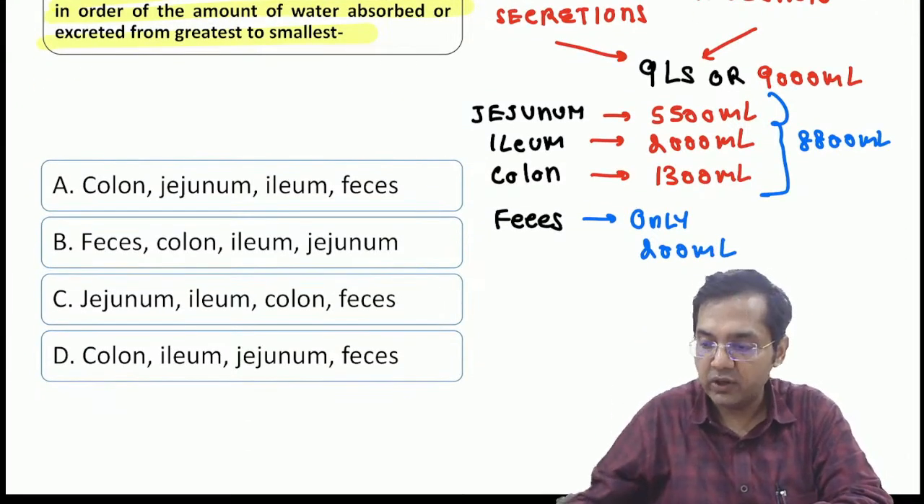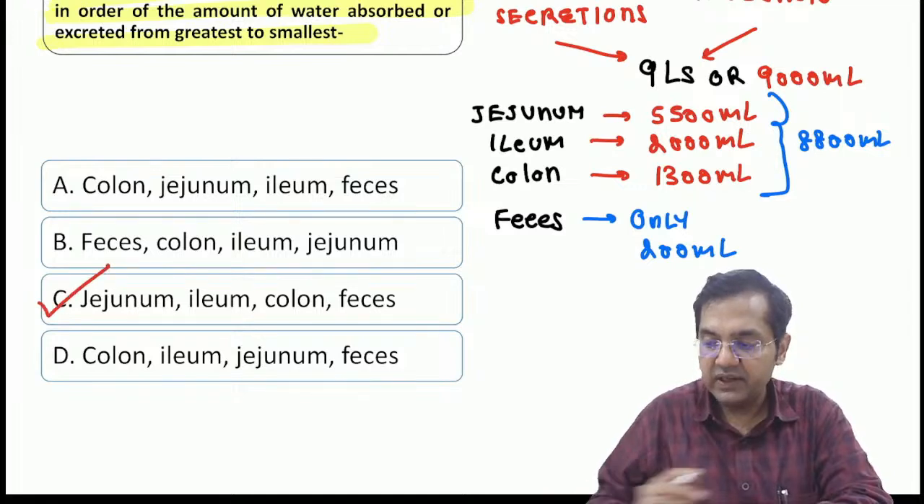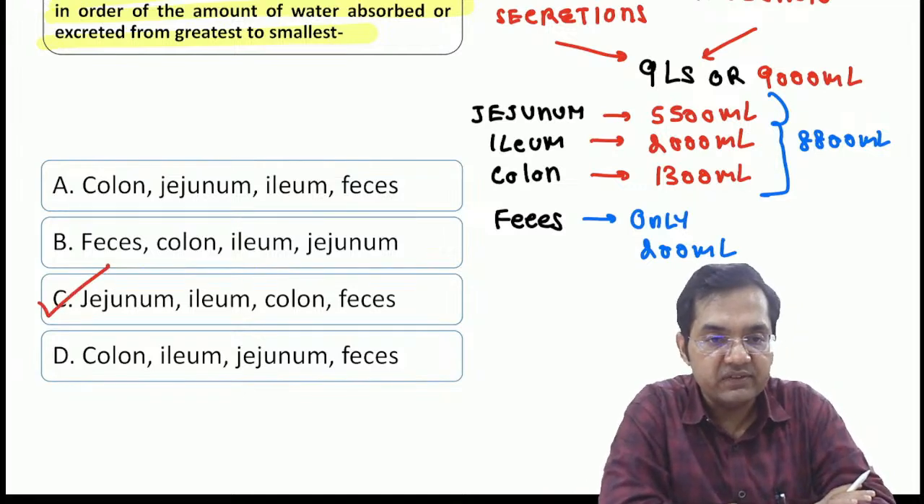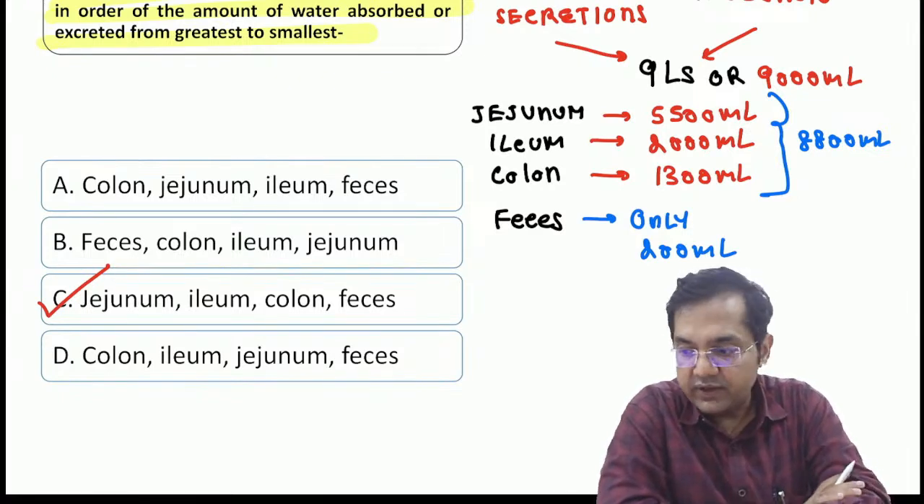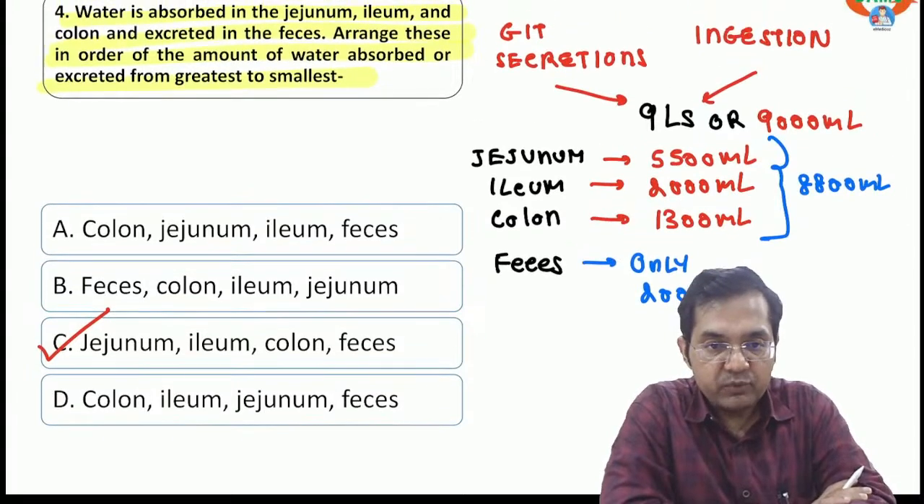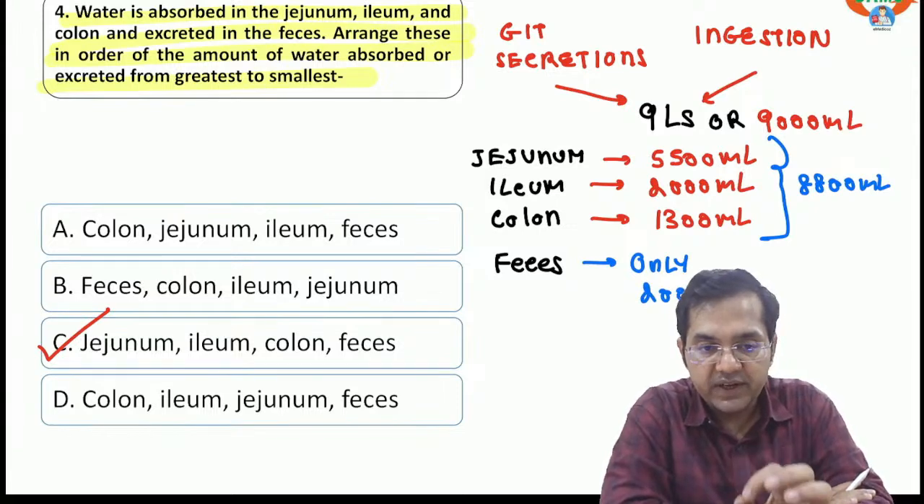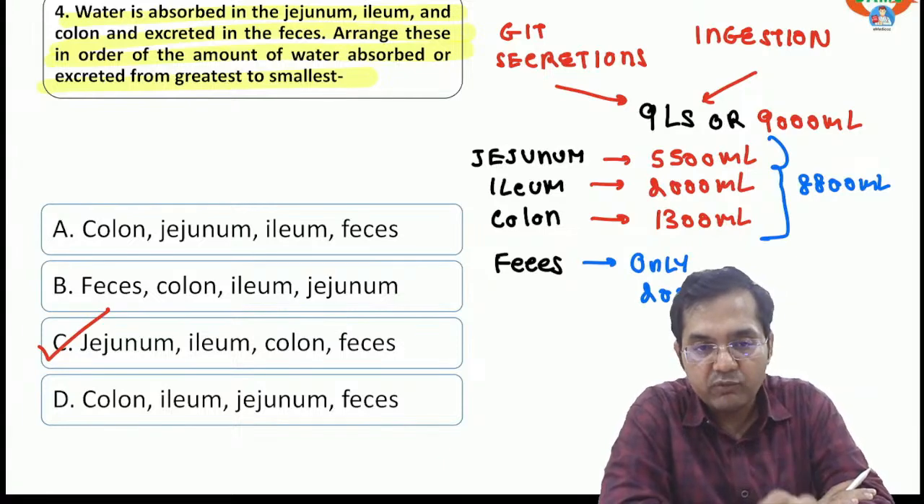So what should be the order? Jejunum, ileum, colon and feces. Very, very important question. Must know, must. And I can see that a lot of you have given me actually the wrong answer. So this makes this question very important, right? So water is absorbed maximum where? That is another important MCQ, jejunum, right? Jejunum is, remember, the main site where a lot of nutrients and water is absorbed.